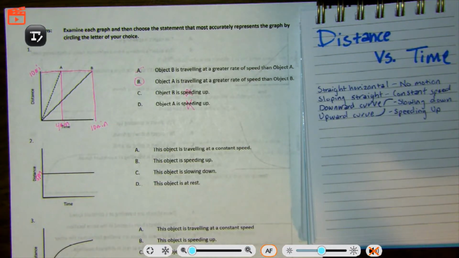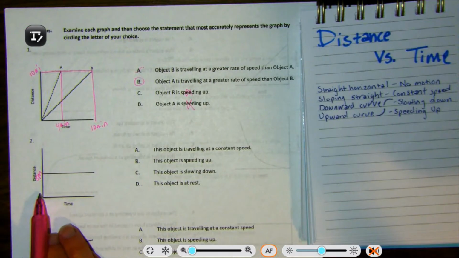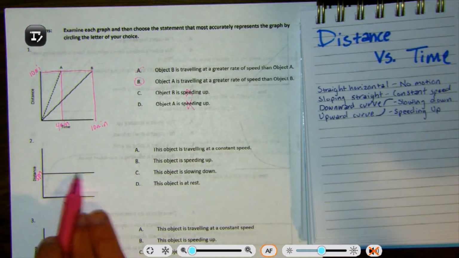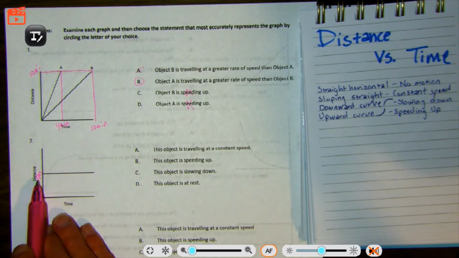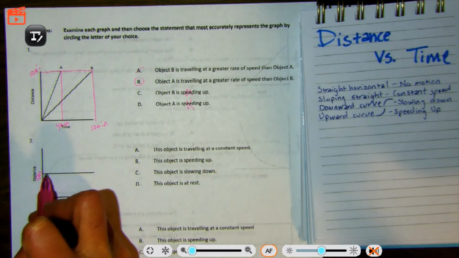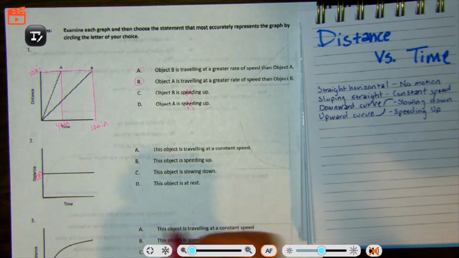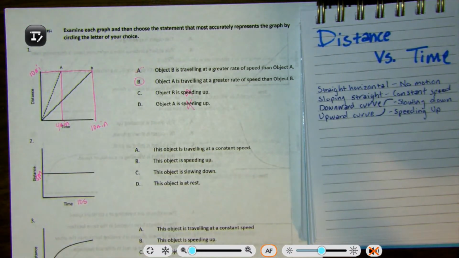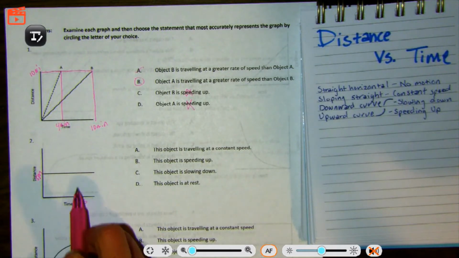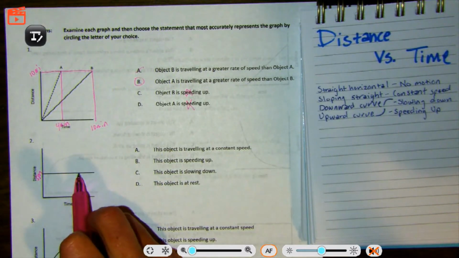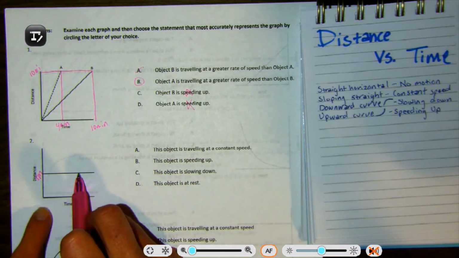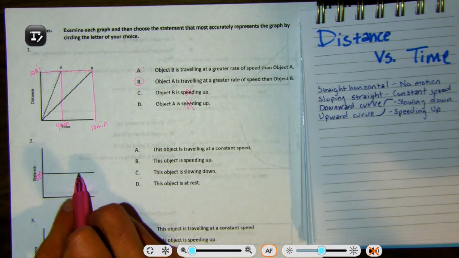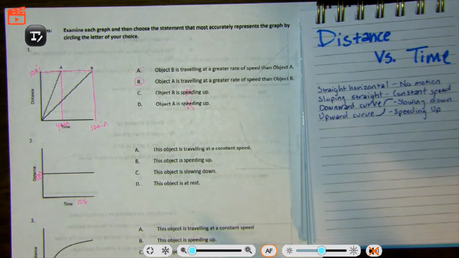Number 2. So here we just have one straight line across. And so say this is at 5 meters. Well, it's at 5 meters here. And say 10 seconds have gone by. So 10 seconds here, it's still at 5 meters. So it seems as if this thing, if it started at 5 meters at 0 seconds, and at 10 seconds it was still at 5 meters, then it's not moving, right?